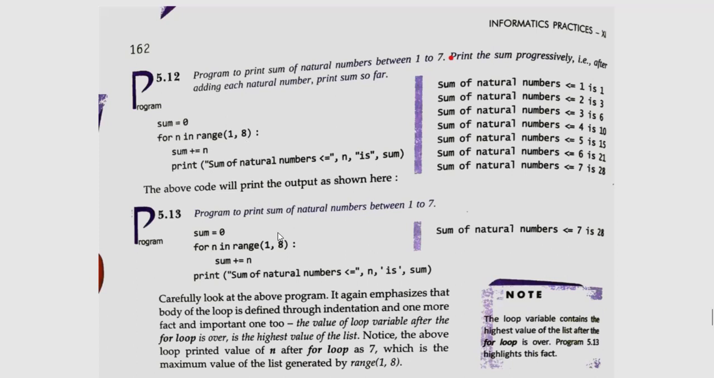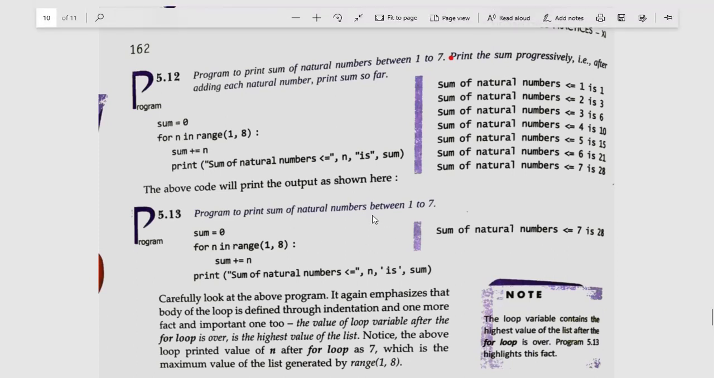Now you can see the second program is also written to print the sum of natural numbers between 1 to 7. Here sum is equal to 0. It tells you that you have to create the sum of natural numbers. All the numbers between 1 to 7 are natural. If you are talking about integers, then it will terminate at 7. That means you have to use the range from 1 to 8. And then, sum plus equal to n means what?